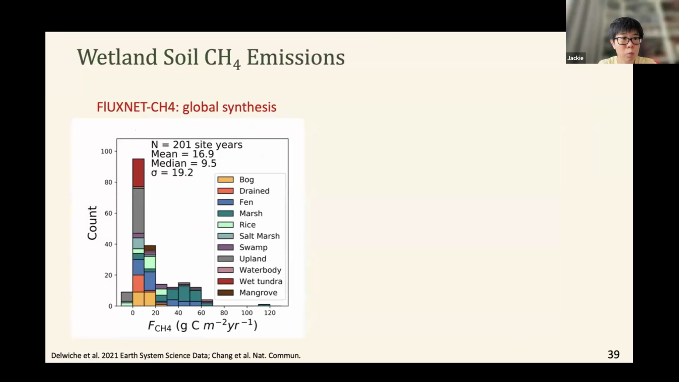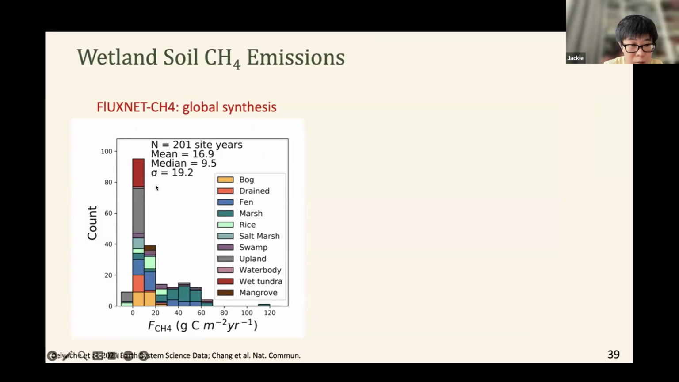So then we can just quickly talk about the wetland soil methane emissions. Remember, the soil methane emissions are basically produced in the wetland ecosystem. And this is the FluxNet methane based on this global synthesis study. So all these different wetland types.